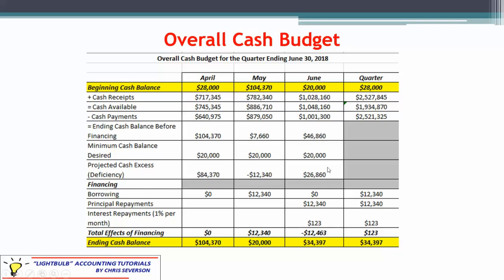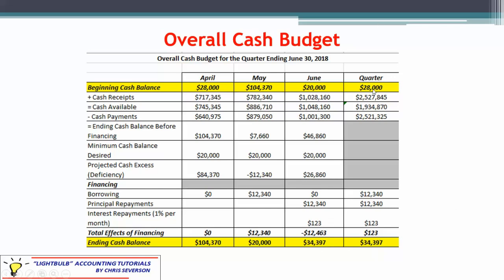We had $26,860 extra, so we had plenty of money to do that. You know, the total we had was $46,860. We're paying off $12,463. That brings us down to $34,397 at the end of this last month in the quarter. So that's also the ending cash balance for the quarter.